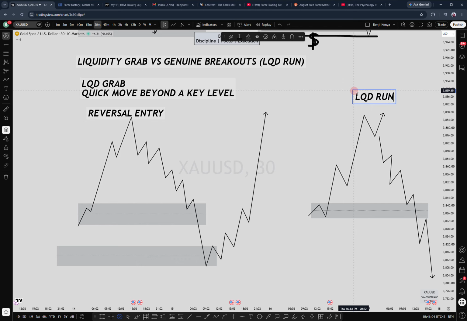LQD run is where the market doesn't respect your key level of interest. Okay, we have a strong momentum. The area is also going to be retested, and this mostly forms what we usually call continuation moves. Continuation. Okay, so that's quite important to understand. So there's a difference between a liquidity grab and a liquidity run.